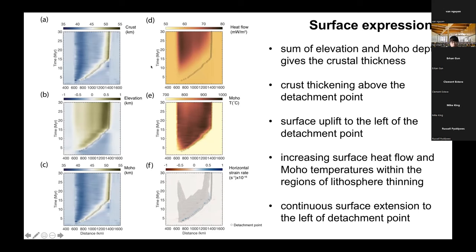So in this reference model, there are a few main features. First, the crustal thickening is above the detachment point. Second, the surface uplift is to the left of the detachment point. Third, the surface heat flow has a growth delay. Fourth, the Moho temperatures increase in the thinning regions. Five, the straining deformation usually shows the continuous pattern of the surface extension, which is to the left of the detachment point. Lastly, the mantle melting at the edges can last for at least 20 million years.